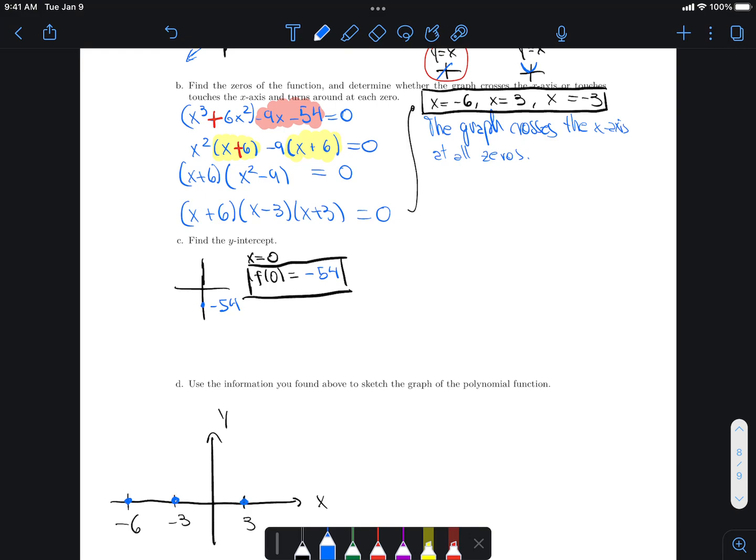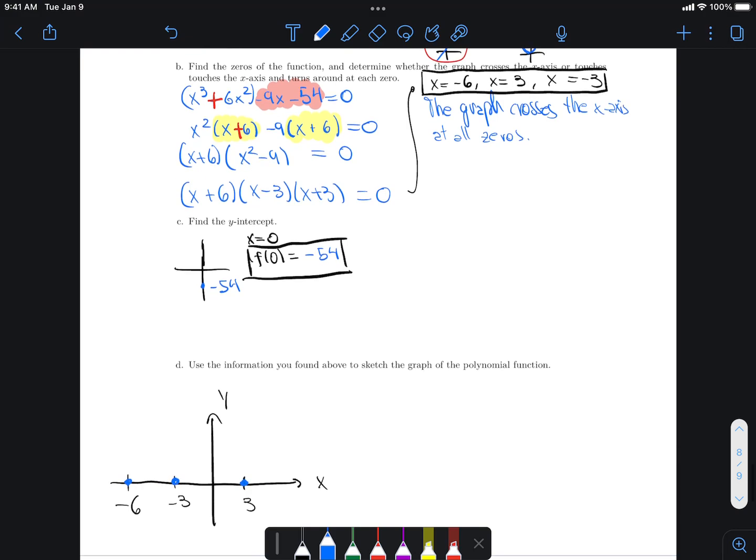It needs to cross the x-axis right there. It doesn't touch and turn. It's not like this, right? Just figure it out. It's like this or like this on each of those. Just have to understand which one. I also have the negative 54 that I just figured out right here. Just have to go through it as well.